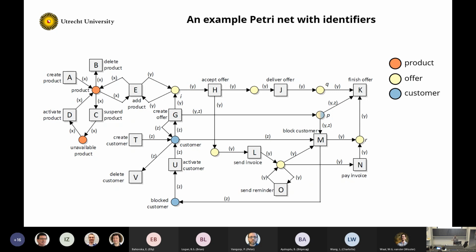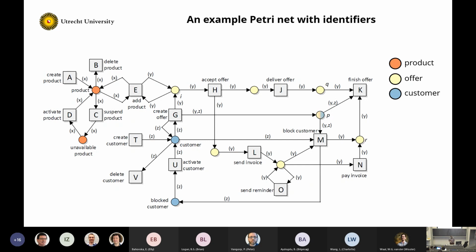So basically, this whole process says, well, it's all about creating an offer. I can add some products to the offer. I can accept the offer, deliver it. It should be paid. So we send an invoice. We might send some reminders for that offer. We pay the invoice, and we finish the offer. And of course, we have customers. So we need to create customers for which the order is being created, and we can delete the customer.